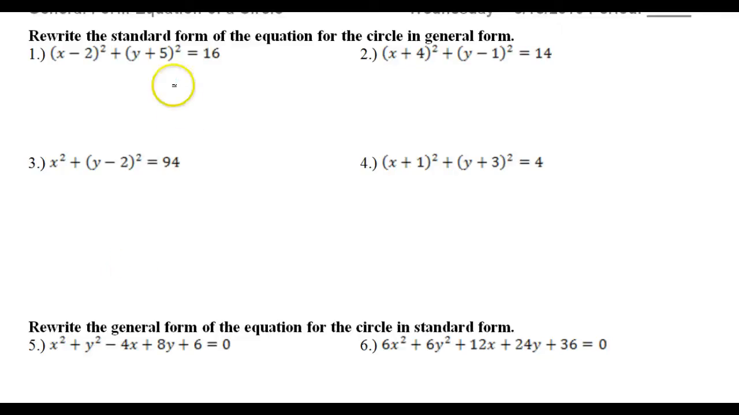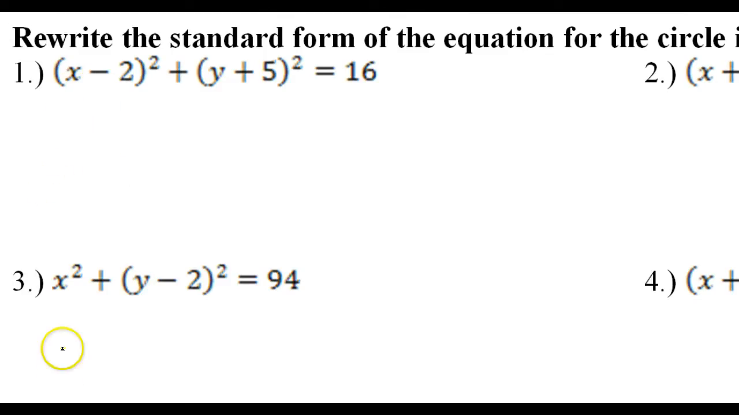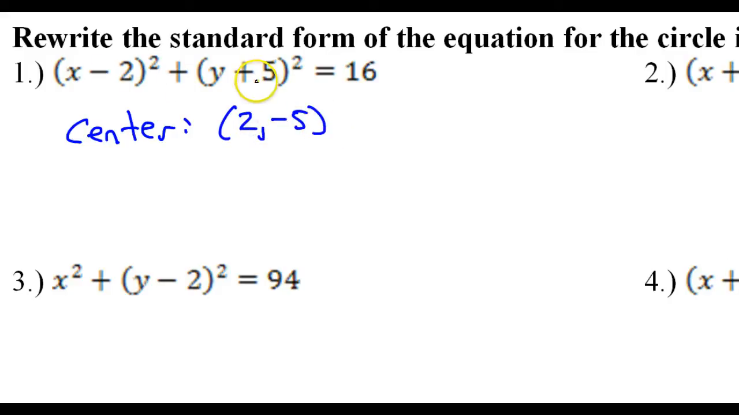In this lesson, we will learn how to rewrite a standard form equation of a circle into general form. Look at problem number 1. This is the standard form equation for a circle, and hopefully you recall that you should be able to glance at this and know that the center of this circle is (2, -5), the opposite of that one, that one.